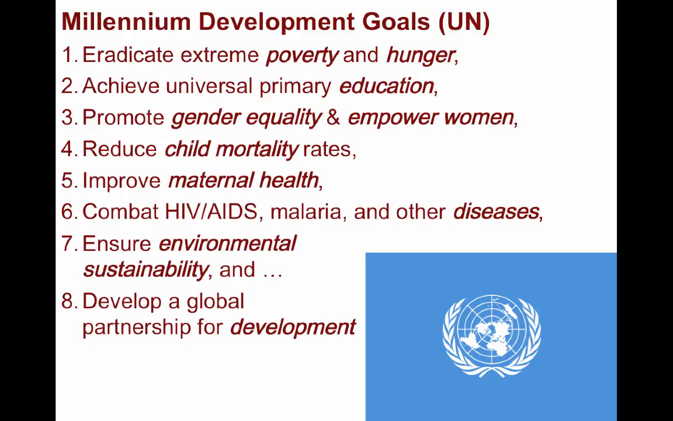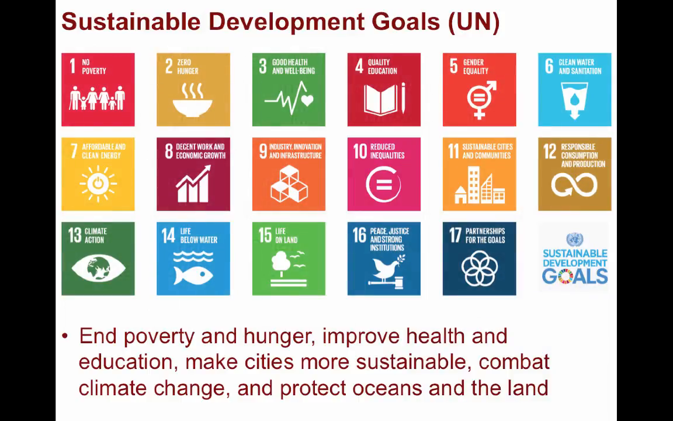Most of these goals were supposed to be achieved by 2015, and even though progress was made, these goals were not realistically achieved. As such, in 2015, the UN established the Sustainable Development Goals, numbering 17 in total. These goals include objectives toward ending poverty and hunger, improving health and education, making cities more sustainable, combating climate change, and protecting oceans and the land, among others.